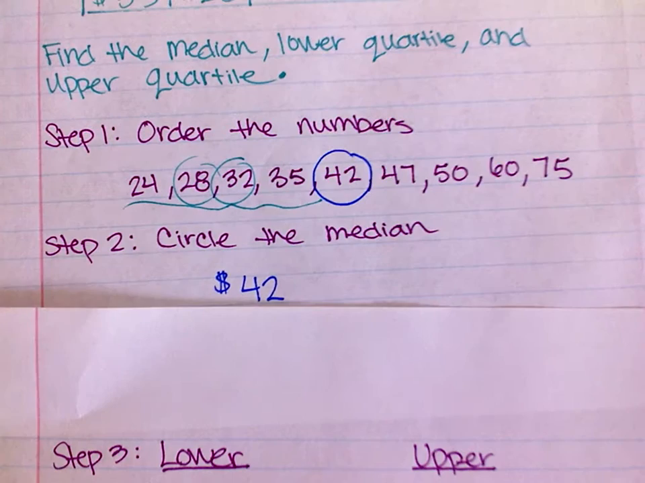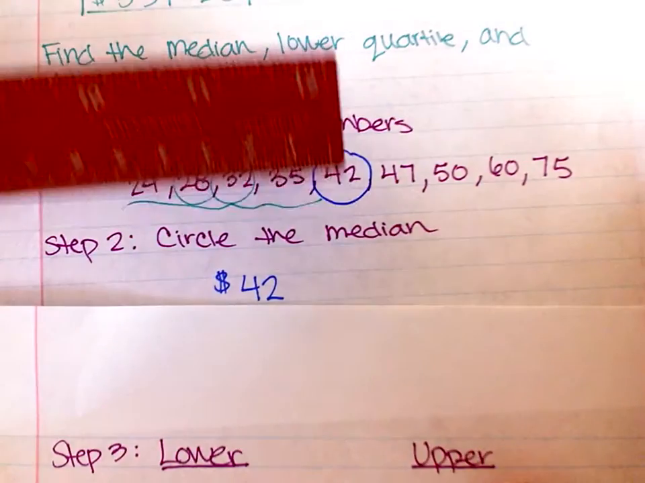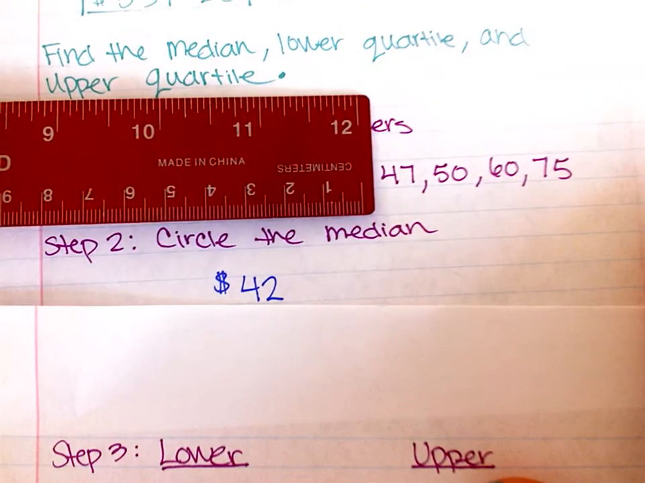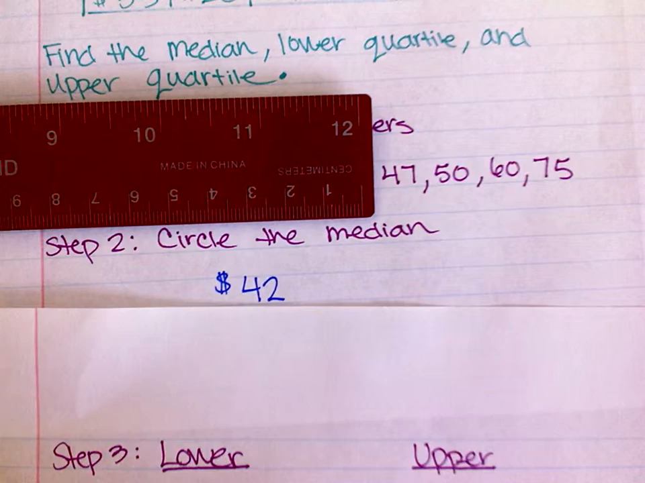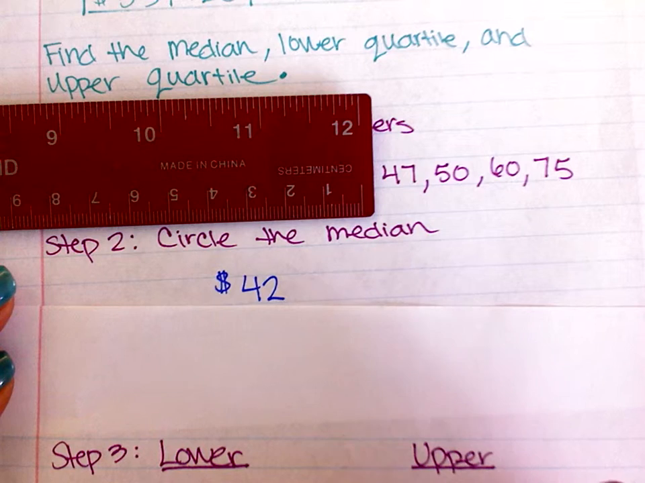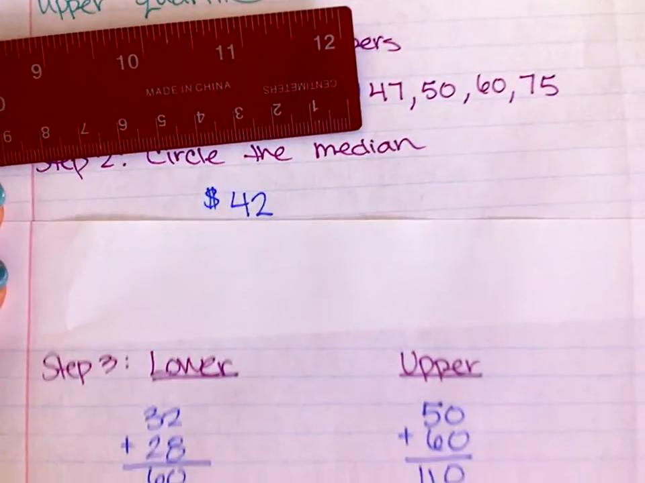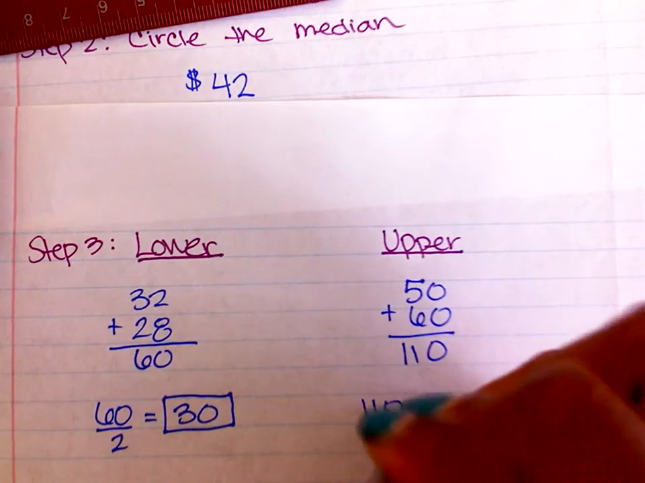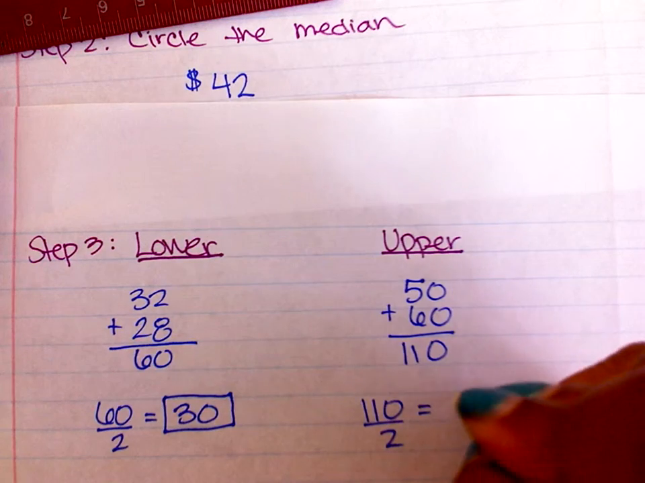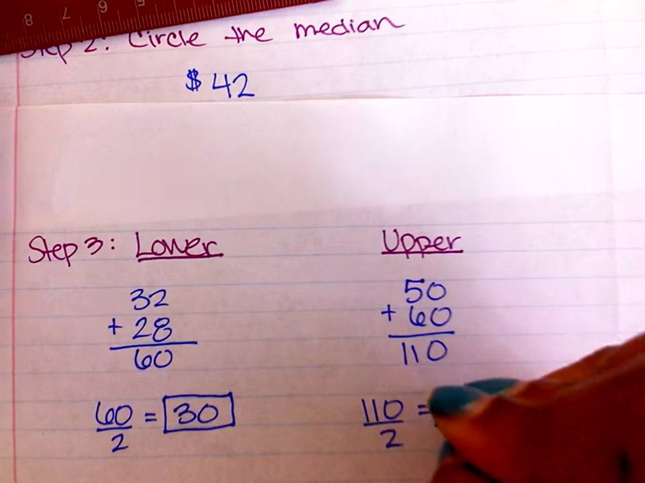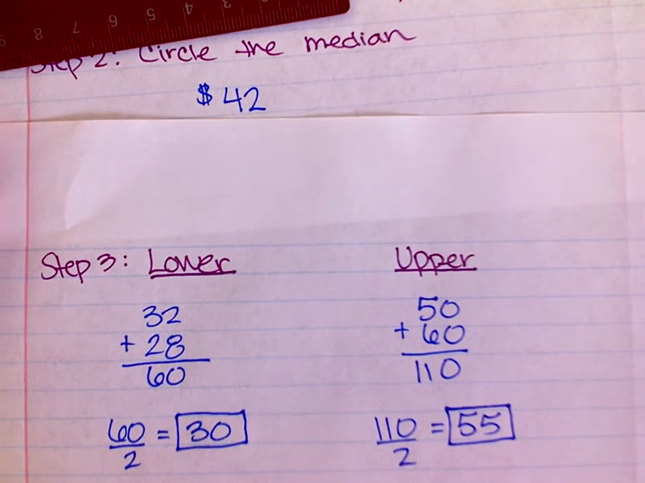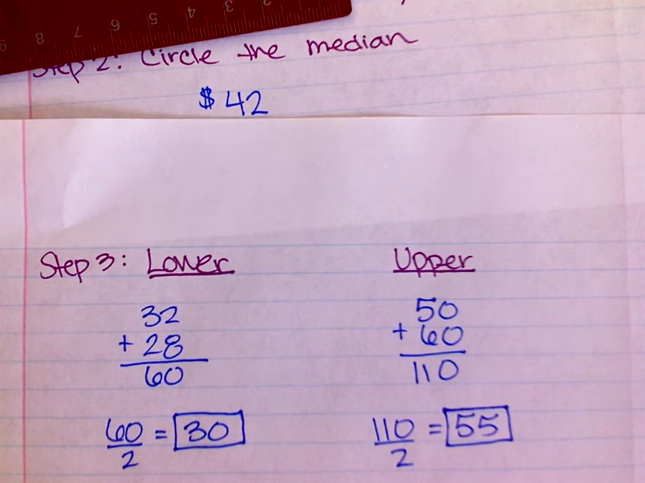Okay? Now, upper quartile means that I'm going to ignore everything to the left of my median. And now I need to find the median of the upper 4 numbers. So what's the median here? 50 and 60, they're both in the middle. So I have to add them together and divide by 2. 50 plus 60 is 110. 110 divided by 2 is 55. And that's my upper quartile. Okay? So let me pause for a second.